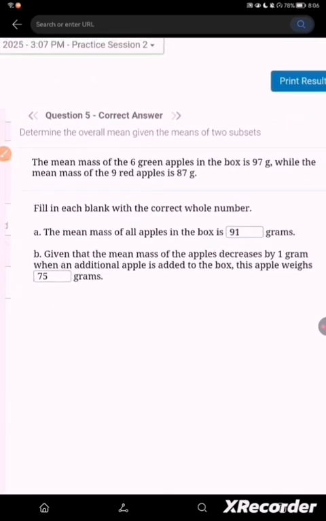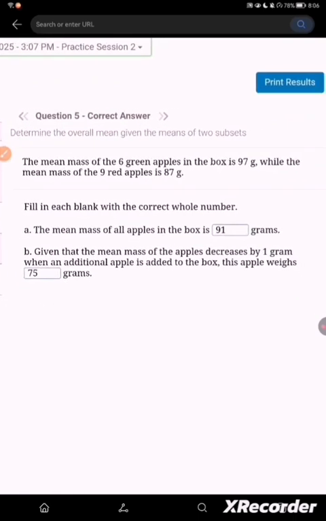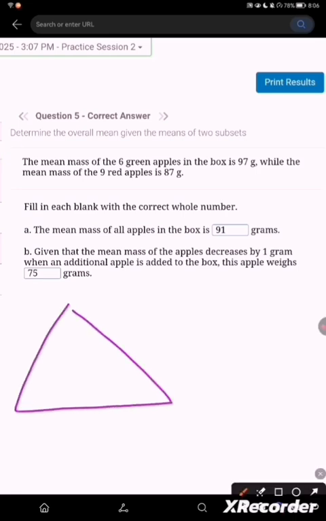Okay, here we go. Question number 5. So mean mass, so that means your mean. The mean of 6 green apples is 97 grams, and the mean of 9 red apples is 87 grams, and they want the mean of the 6 green apples and the 9 red apples together. So remember the calculation triangle that we made: summation of x, and then here's m, which is mean, and n, which is the number, or you can call it frequency, whatever you like.